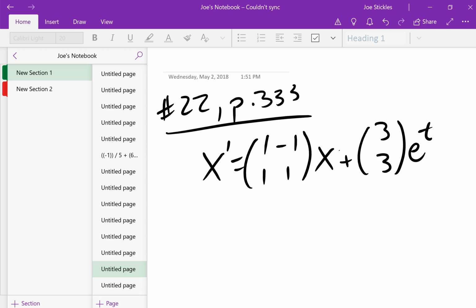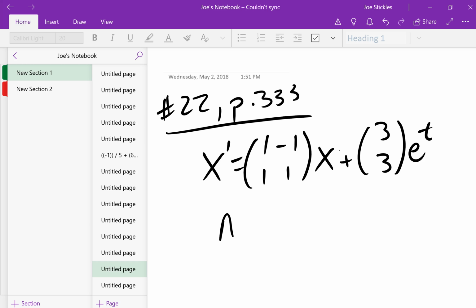All right, this is number 22 on page 333. We've got a non-homogeneous system of differential equations given to us by this equation. We're going to remember that to solve this one, we're going to solve the associated homogeneous system and then find the particular solution by using variation of parameters.